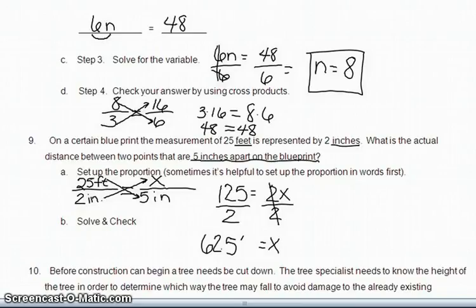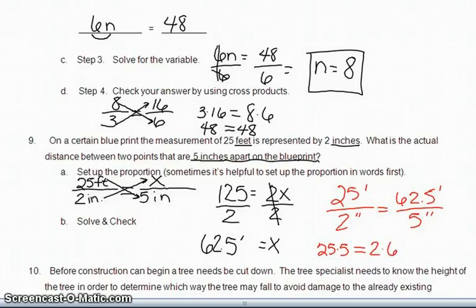So let's check our answer. I'm going to substitute that 62.5 into my original equation. I'm going to do that in red. And here I'm going to have 25 feet is to 2 inches as 62.5 feet is to 5 inches. Cross multiply, and 25 times 5 should be equal to 2 times 62.5, and I have 125 equals 125. My answer is correct. The actual distance is 62.5 feet.